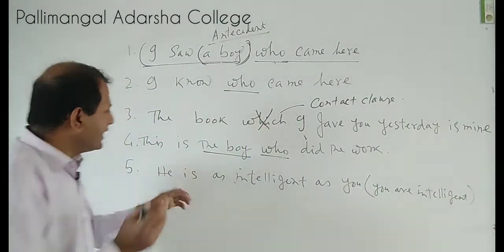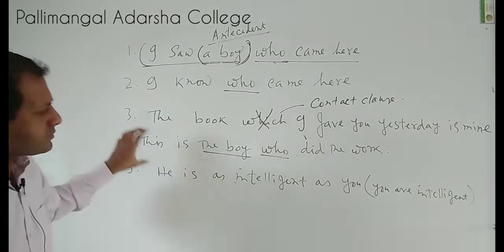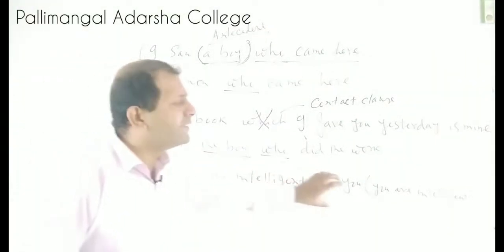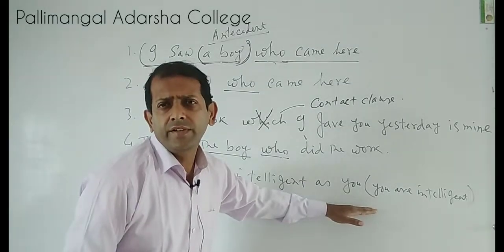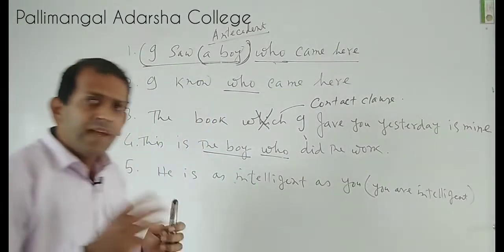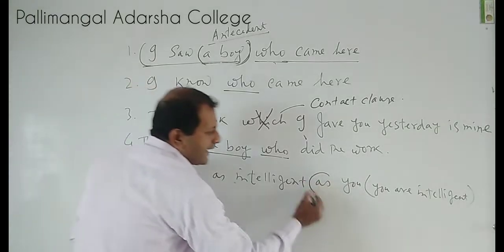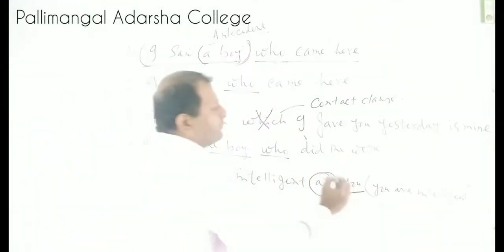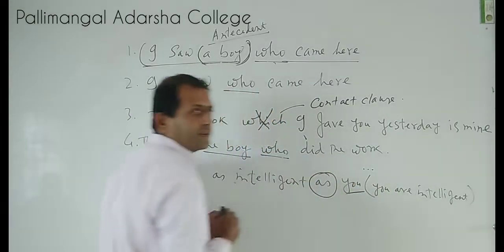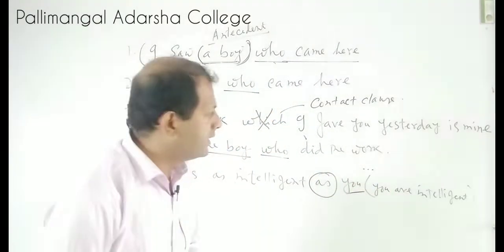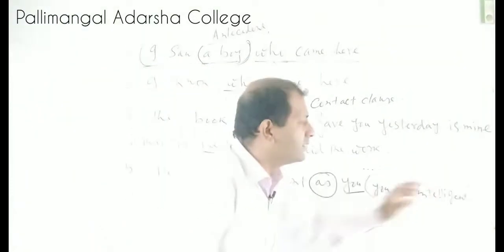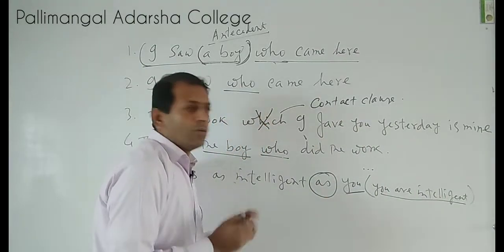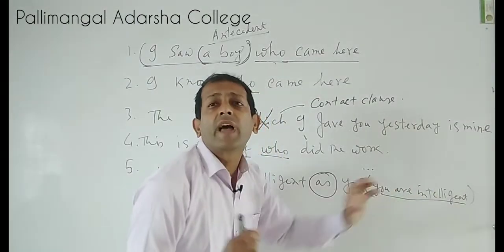Okay, thank you. And then again in the fifth sentence, look, he is as intelligent as you. He is as intelligent as you. Okay, that means here the connector is as, but I have written you. So I have just made an ellipsis. Ellipsis means omission. That is, you are intelligent. This I have written in brackets. Okay, why? Because these things are silent here.